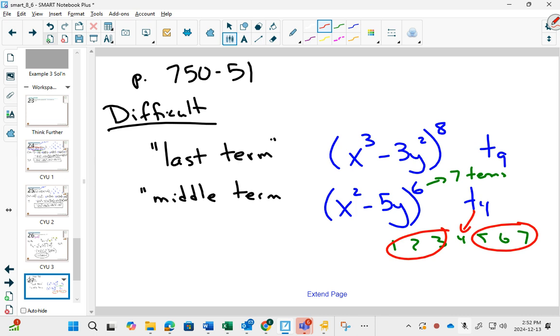Does it also make sense they can only ask you a middle term question if there's an odd number of terms? Right, if you only have 2 terms, which is the one in the middle? Oh no. That is a problem. So middle term questions will only happen if there's an odd number of terms. I think the middle term questions are a little bit more difficult than the last term questions.